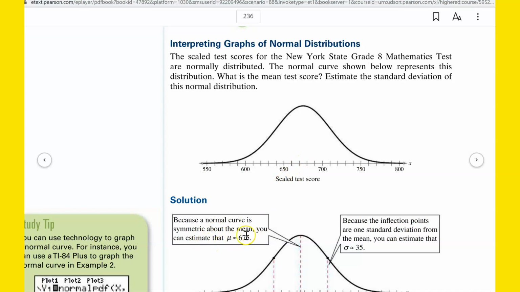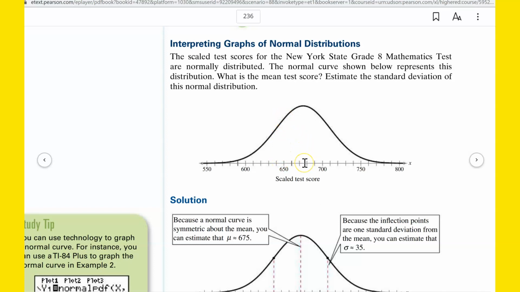And if I look down here at the solution, that's right. The standard deviation: if 675 is the mean, I want to estimate where this thing changes from being concave down to concave up, and that's going to be somewhere right in here. What's that? That looks like about 650, maybe 640, somewhere in there.